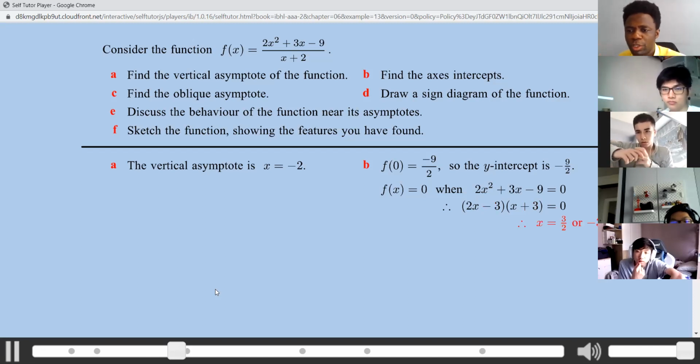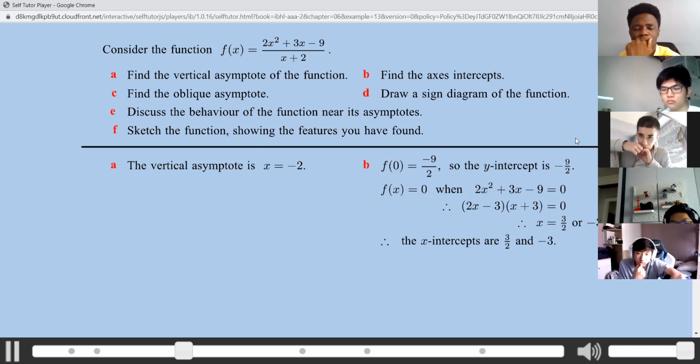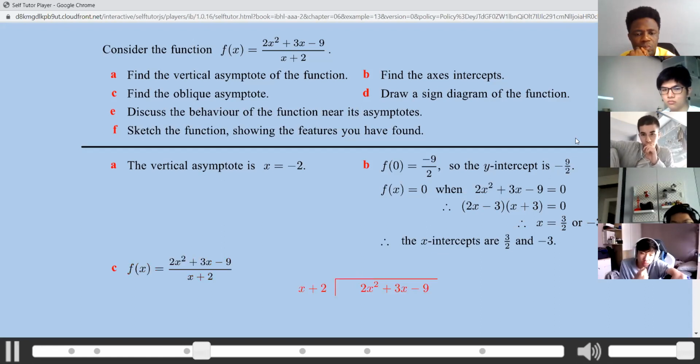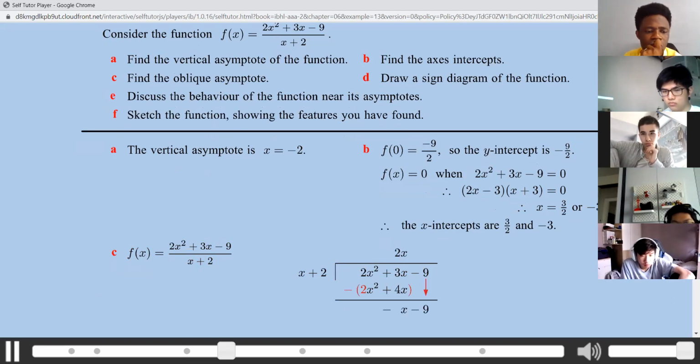We hence solve the equation and find the x-intercepts are 3 over 2 and -3. To find the oblique asymptote, we need to perform the polynomial division represented by the fraction. We first set up the division. To get 2x squared, we need to multiply x by 2x. The product of 2x and x plus 2 is written underneath, and we subtract it from the quadratic.